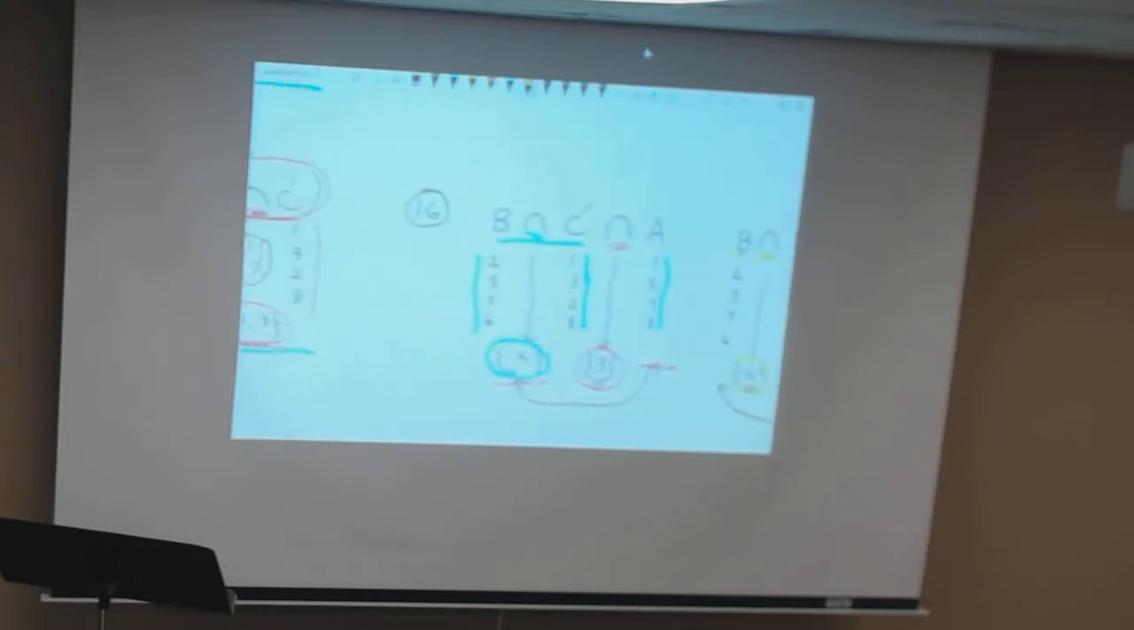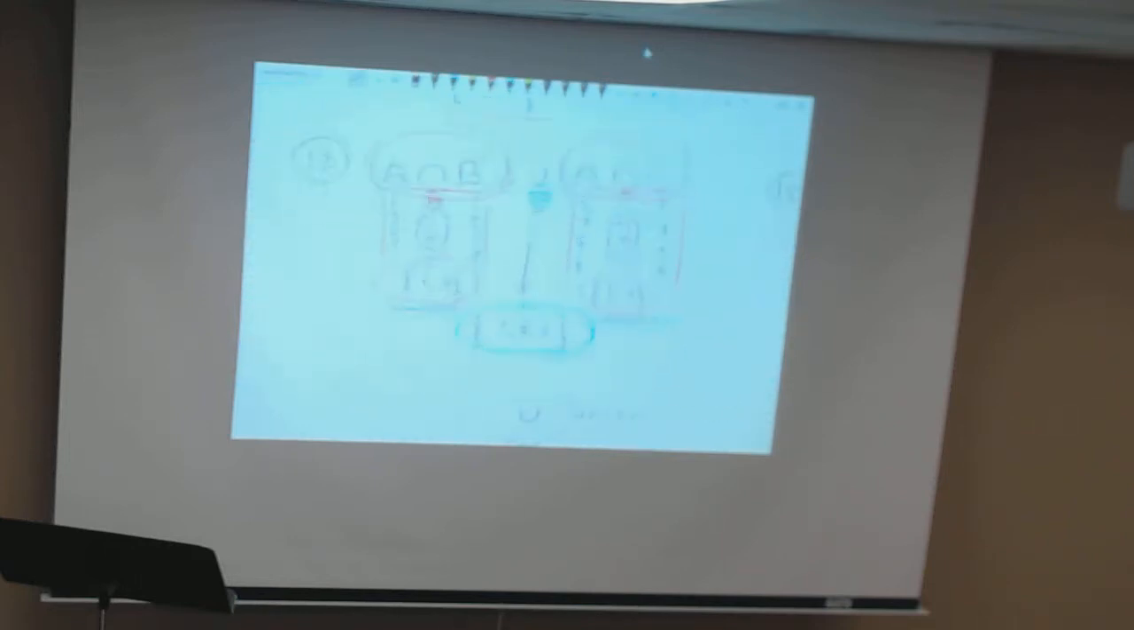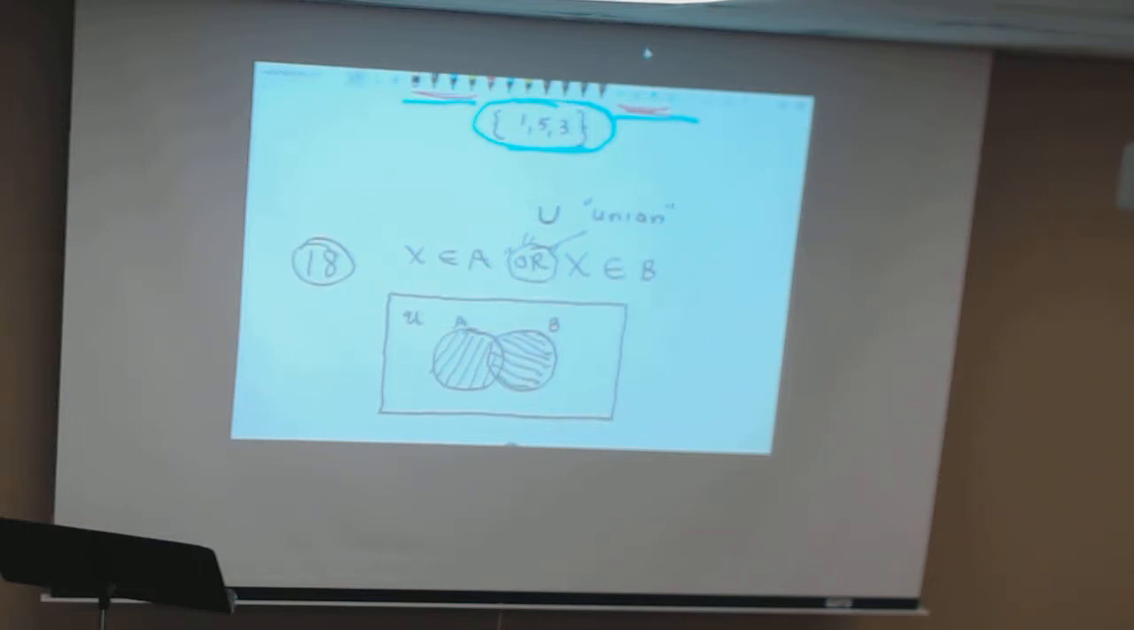Okay, what do we got now? 18. What am I going to do for 18? In problems 18 to 25, draw a Venn diagram to illustrate each specified set.